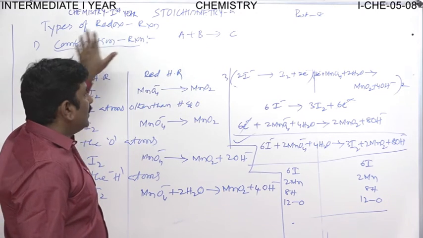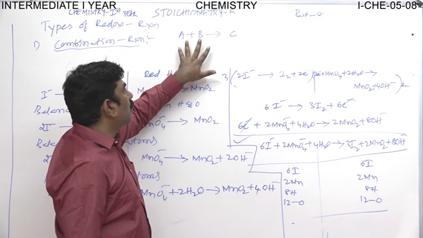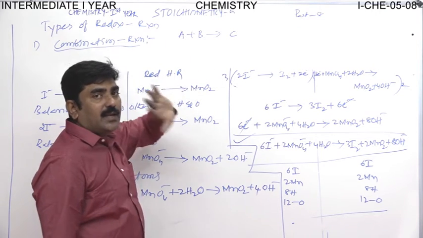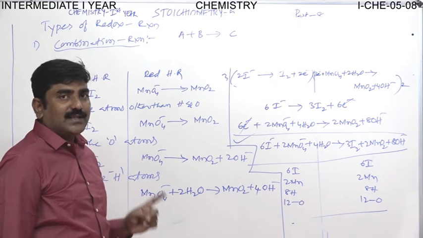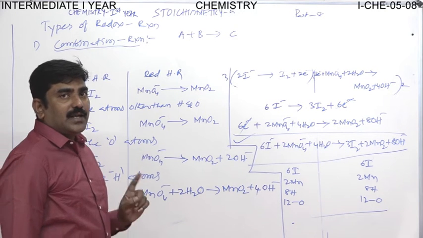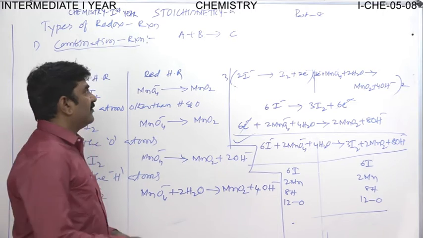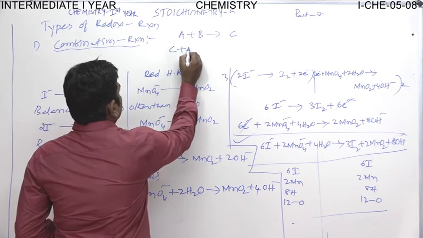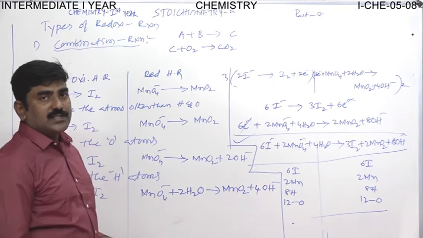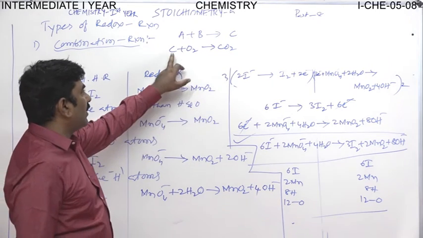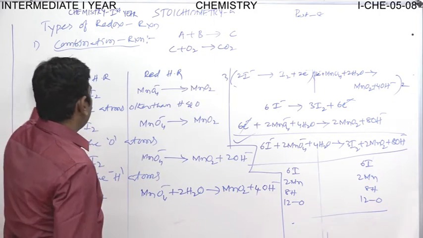Combination reactions. So in this case, the condition is either A or B or both should be in the elemental form. A లో B లో ఒకరు కానీ లేదా A B రెండు కానీ ఏ కండిషన్ లో ఉండాలి? మనకి ఎలిమెంటల్ స్టేట్ లో ఉండాలి, మూలక స్థితిలో ఉండాలి. ఫర్ ఎగ్జాంపుల్ C plus O2 will give CO2. కార్బన్ ఎలిమెంటల్ ఫామ్ లో ఉంది, ఆక్సిజన్ ఎలిమెంటల్ ఫామ్ లో ఉంది. సో ఏమొచ్చింది ఆన్సర్ మనకి? CO2 వచ్చింది.